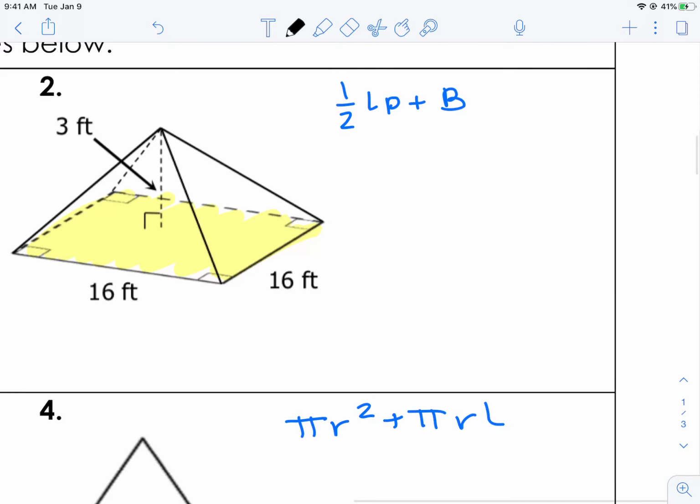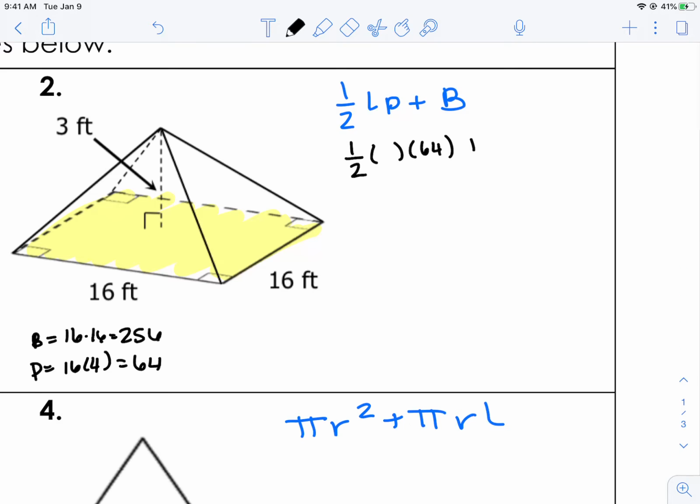All right, so number 2. So this time it's a rectangular pyramid. Actually, it's still a square pyramid. Sorry, I read it wrong. My base is 16 by 16. So my area of the base is 16 times 16, which is 256. My perimeter of the base is 16 times 4, which is 64. Okay, and this is one of the instances when they do not give me my slant height, but I am able to find it.